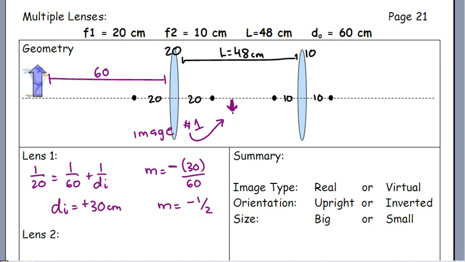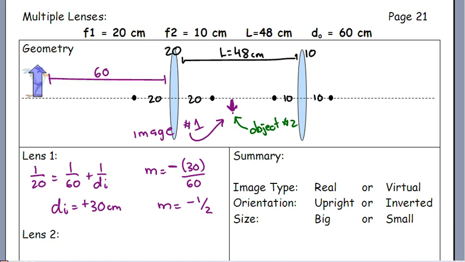So it turns out this is a very easy process to deal with. It turns out it's like links in a chain. When lens number one is finished with this story, it says, hey, all right, I'm going to put an image right here. And so that image from lens number one becomes the object for lens number two. And off we go.